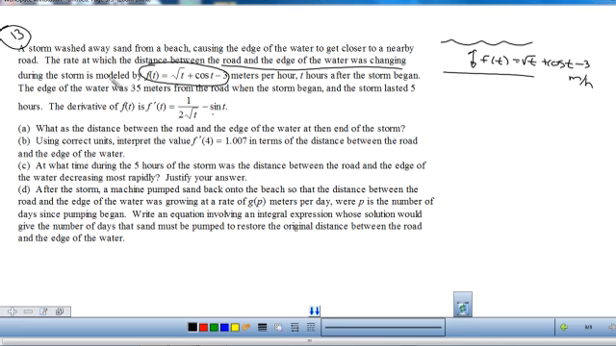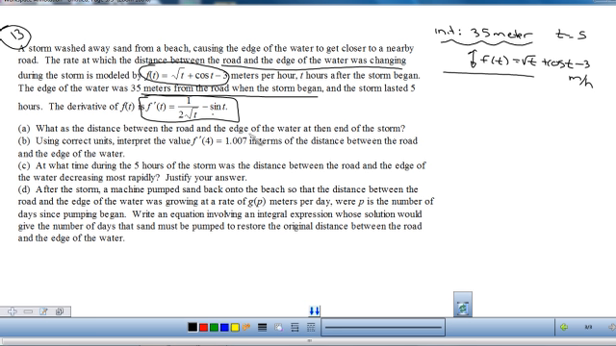The edge of the water was 35 meters from the road when the storm began. So initially it was 35 meters, so that's my initial value. And the storm lasted 5 hours. And they even give us the derivative. So this is actually the second derivative of the meters. So you think about velocity, acceleration.